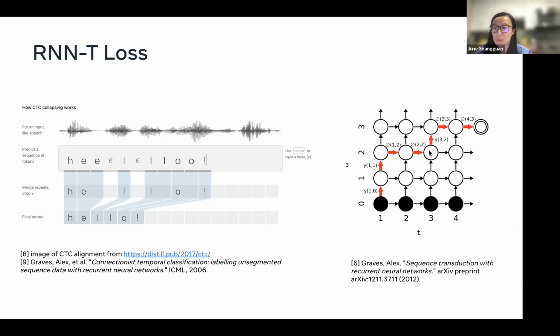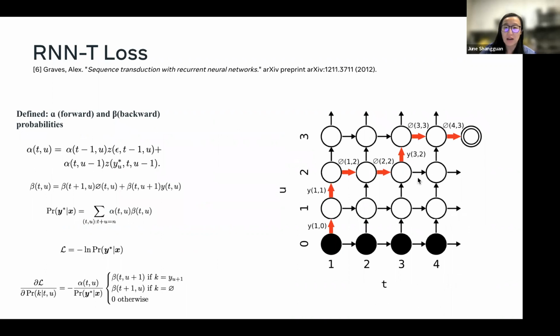For instance, for 3-2, all the alignments from 1-2 and from 3-0 going to it are the same. Basically, by doing so, now you can easily define your loss function for each transcript alignment.